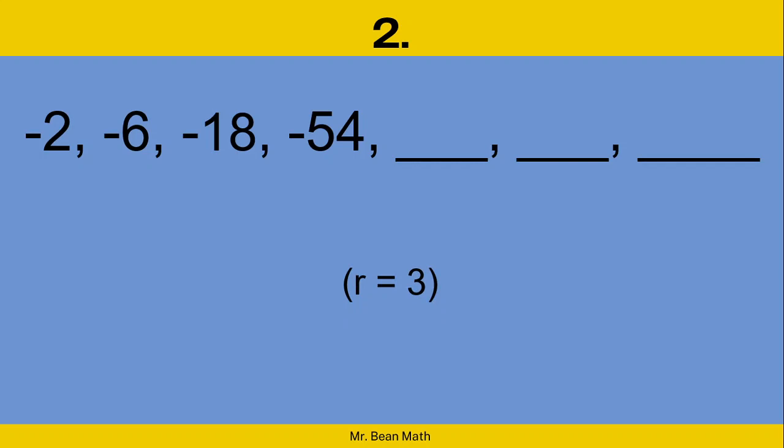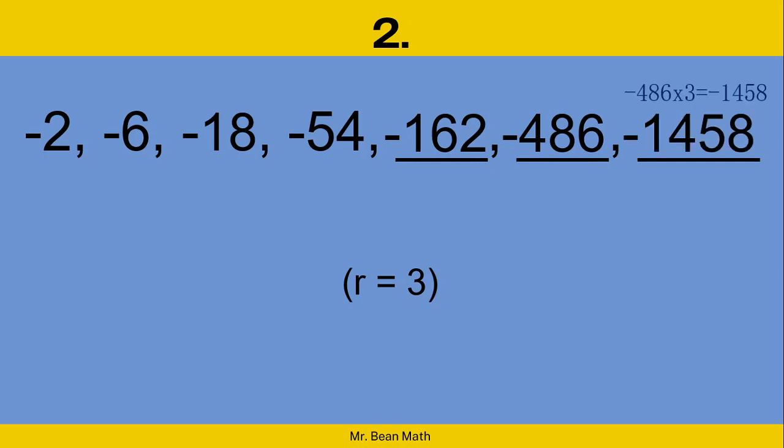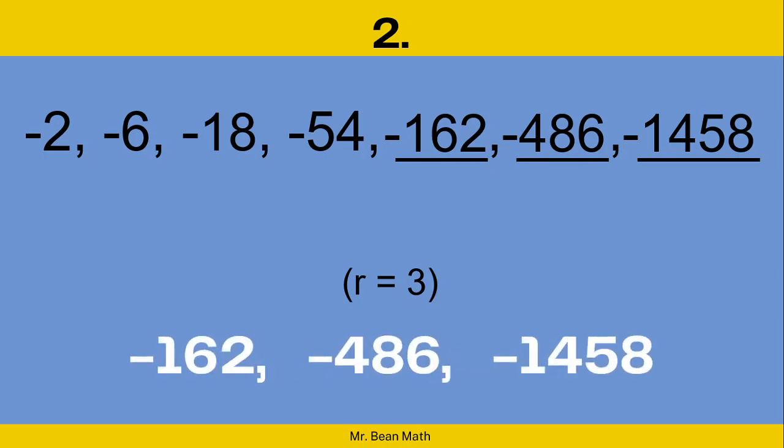Now let's start to multiply 3 to the succeeding terms. Negative 54 times 3 is equal to negative 162. Negative 162 times 3 is equal to negative 486, and negative 486 times 3 is equal to negative 1458. Therefore, the next three terms in the geometric sequence are negative 162, negative 486, and negative 1,458.